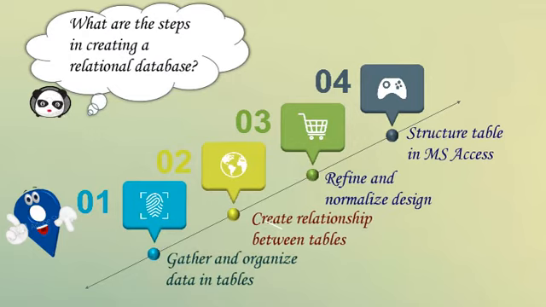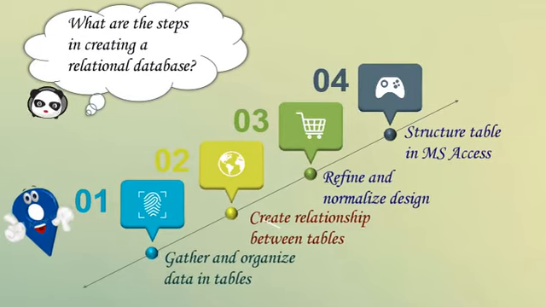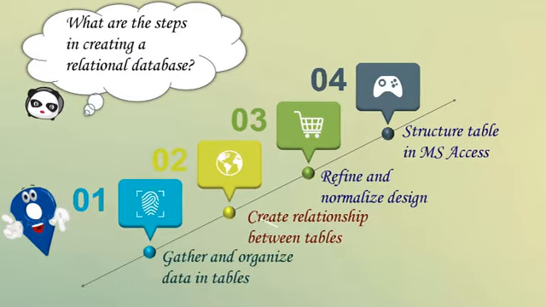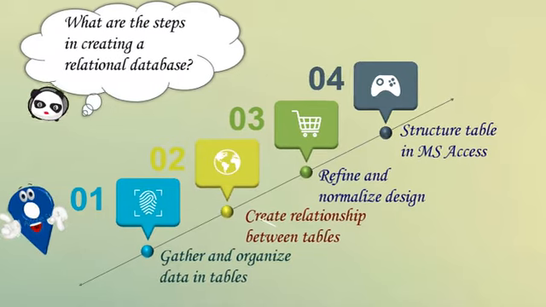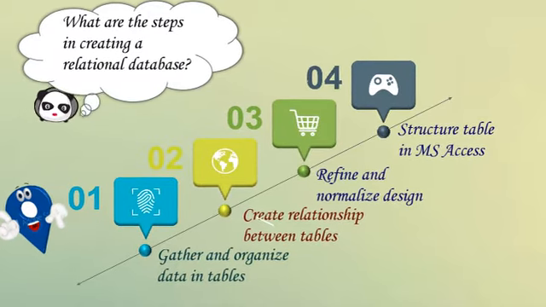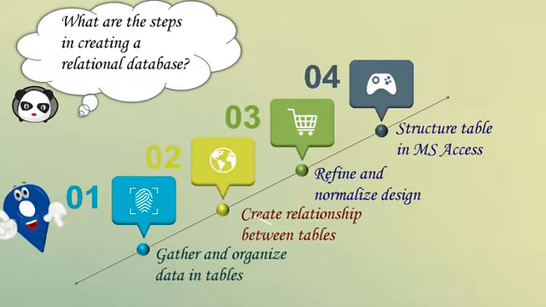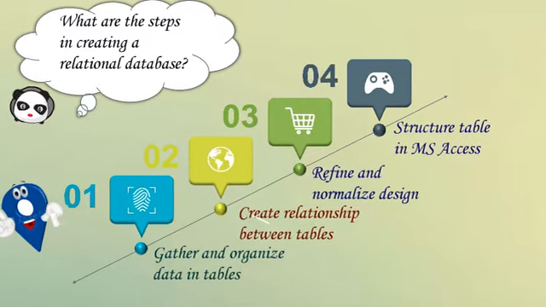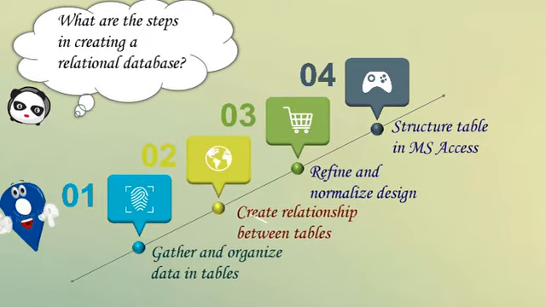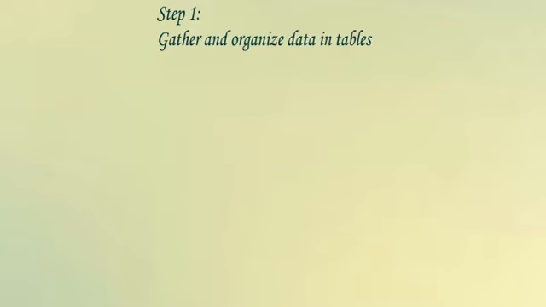The steps involved in creating a relational database are: 1. Gather and organize data in tables. 2. Create relationship between tables. 3. Refine and normalize tables. 4. Structure tables in Microsoft Access. Let us go through step 1 in creating a relational database.